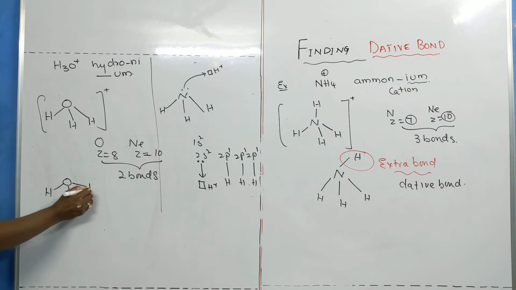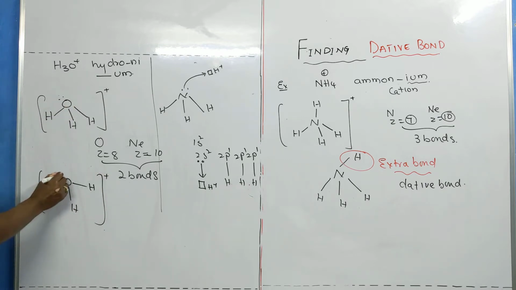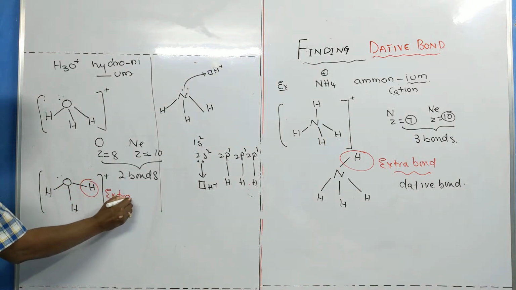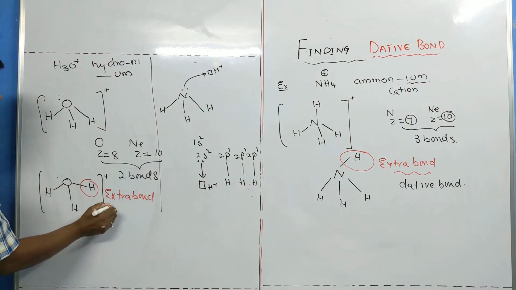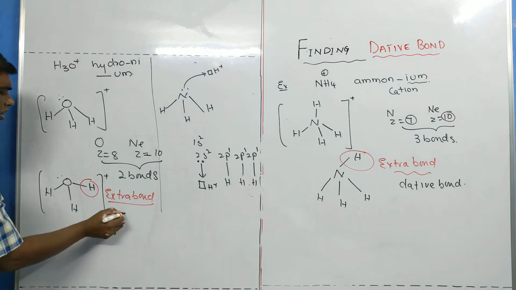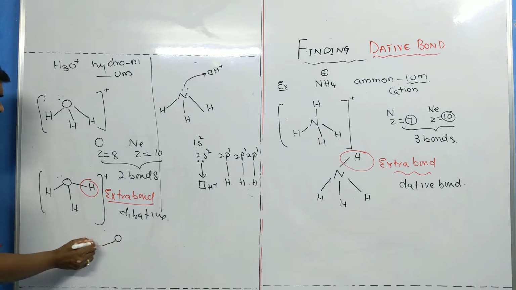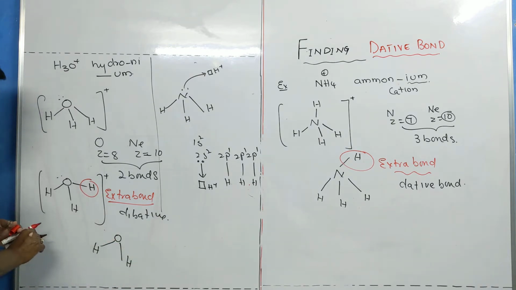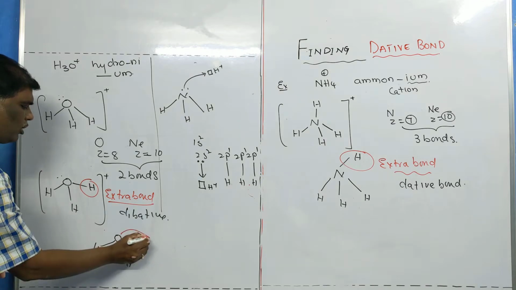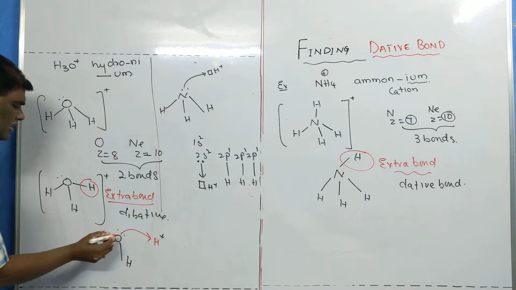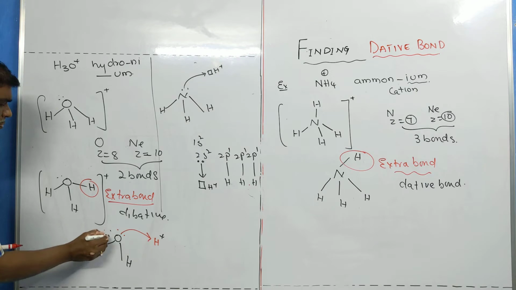So it can make a maximum of 2 bonds only. But here in the species there is an extra bond. This extra bond is nothing but a dative bond. Thus the species has a dative bond. These are single bonds, whereas this is the dative bond. The lone pair is donated by this one. Still it has one more lone pair.